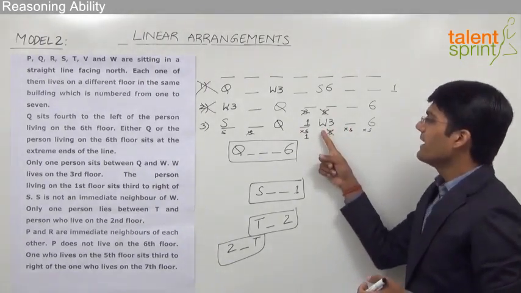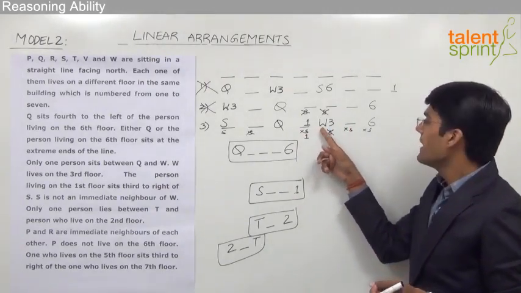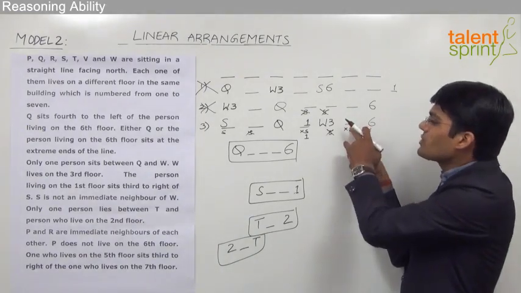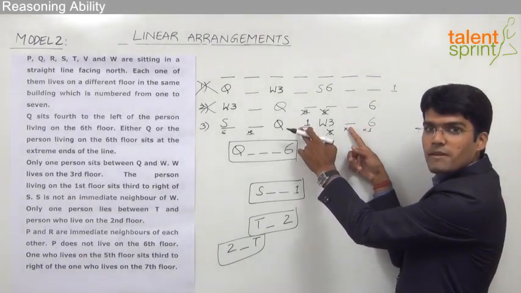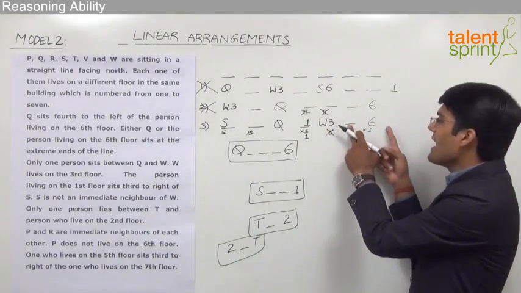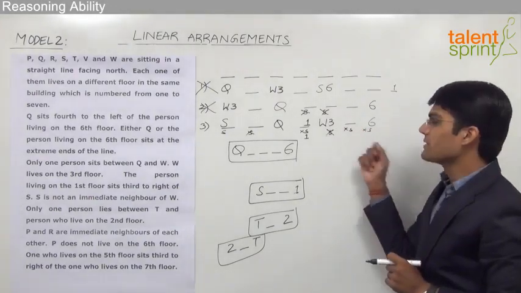If we go to the next place, the position is already occupied by W, so T cannot come. And if we try to put T in this position, the person living on second floor should either come on this side, which is not possible as it is already occupied by first floor person, or he should come on the other side, which is again not possible as we are taking him out of the arrangement. So T cannot fit in this position.